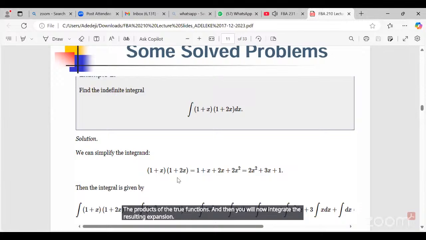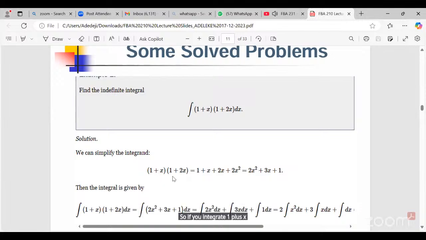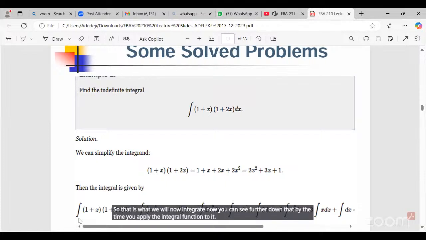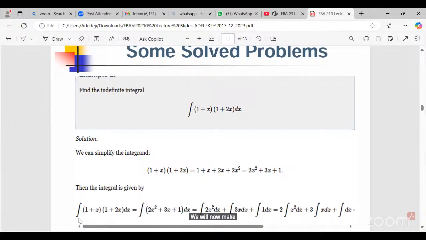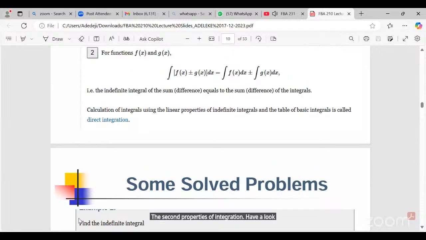So if you multiply 1 plus x by 1 plus 2x, you will arrive at 2x squared plus 3x plus 1. That is what we will now integrate. Now I can see further down that by the time you apply the integral function to it, we will make use of the second property of integration. The second property of integration. Have a look at it as displayed.